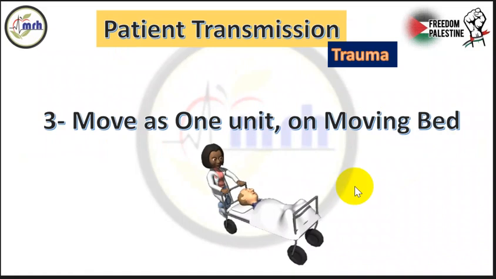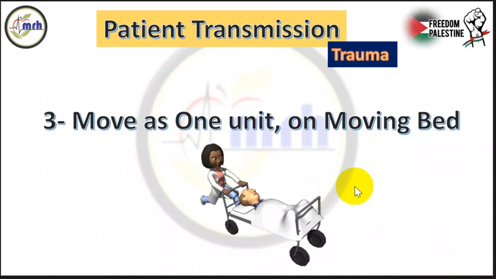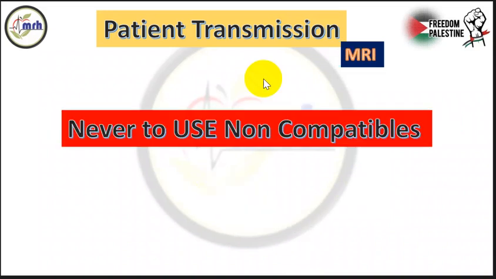For example, it occurred that the patient had an accident, he had a simple fracture, but they carried him like a baggage of fruits. So we found the fracture transformed from a simple fracture to a complicated fracture. So we must move the patient as one unit until we can move him with a bed or a chair or something like this. So, never use non-compatible devices with MRI. Again, we said it because it's very dangerous.